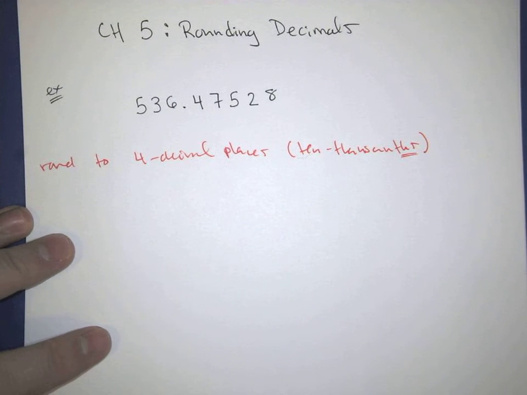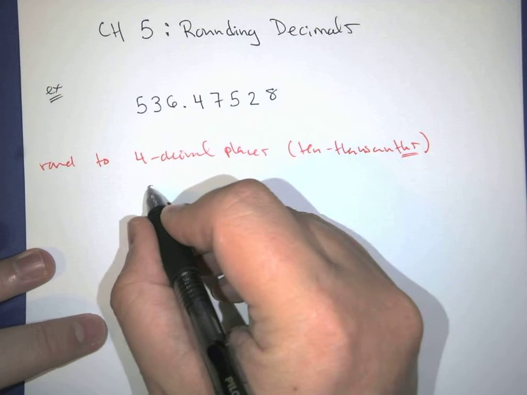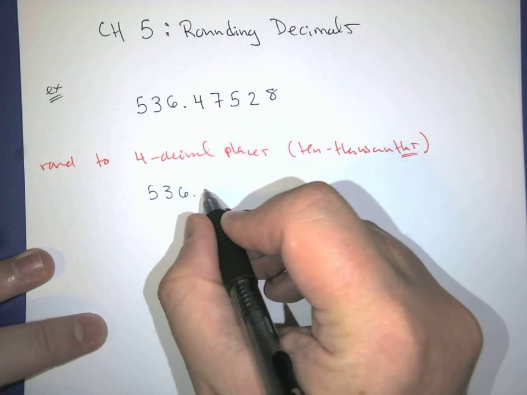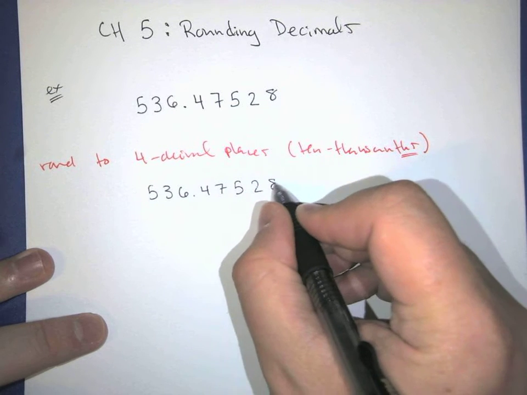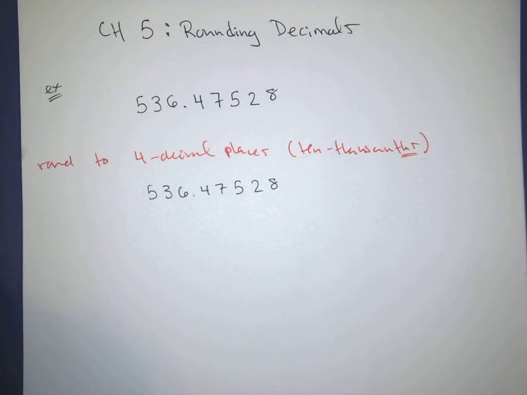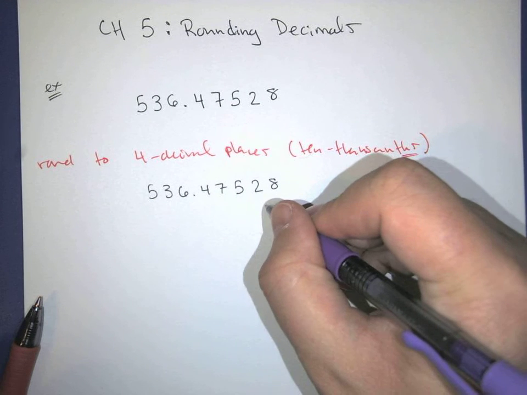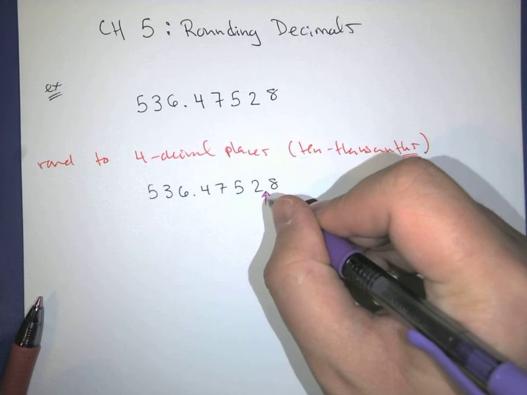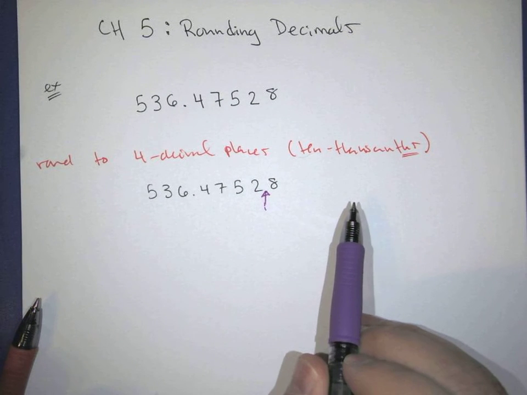So, how do we round? How do we do this? Let me rewrite our number. Most of these digits are going to just stay exactly as they are. They're not going to change at all. The idea here is that we would like to end our number after the 4th decimal place, right? So we're trying to erase this 8.